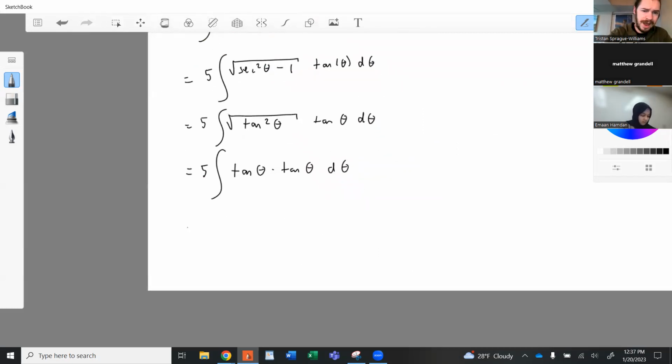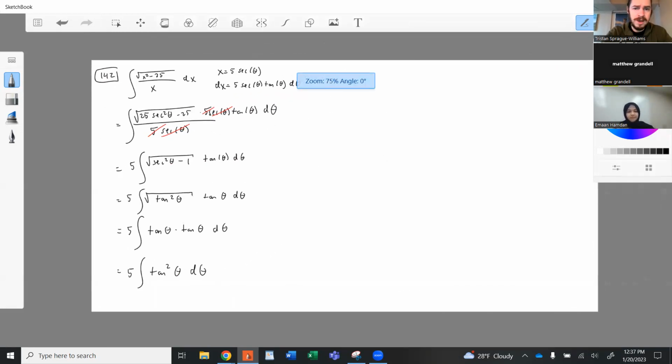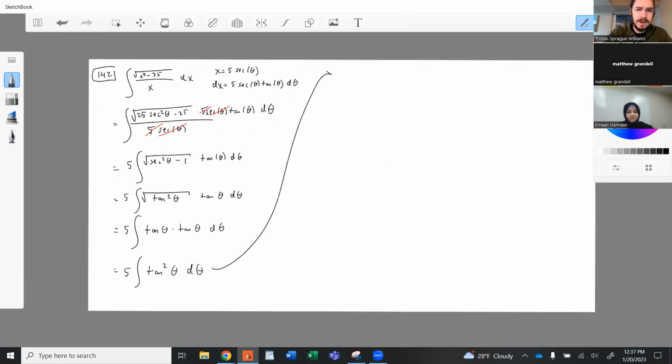And we have to figure out, well, how are we going to integrate tangent squared theta? Well, this is what I was talking to Matthew about earlier. And there's this really handy way to do this, just using that Pythagorean identity again.